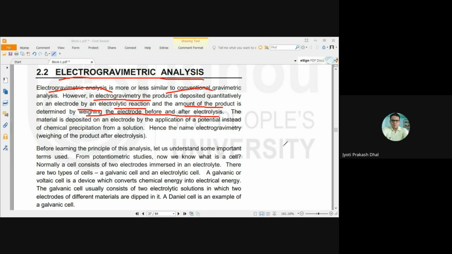So the material is deposited on an electrode by application of potential instead of the chemical precipitation method. In the conventional gravimetric analysis, the material is deposited due to chemical precipitation from a solution, but in the electrogravimetric analysis, the material is deposited on the electrode by application of potential.